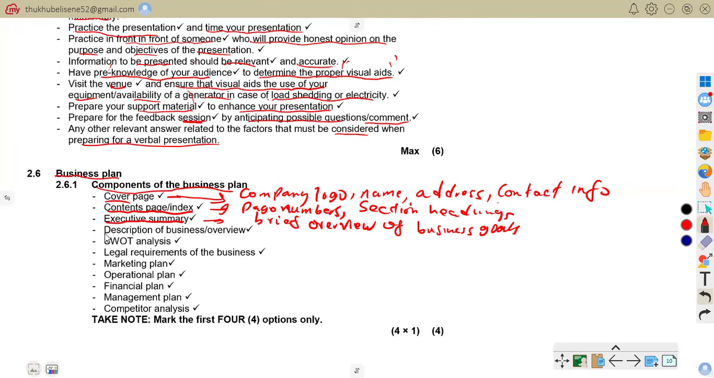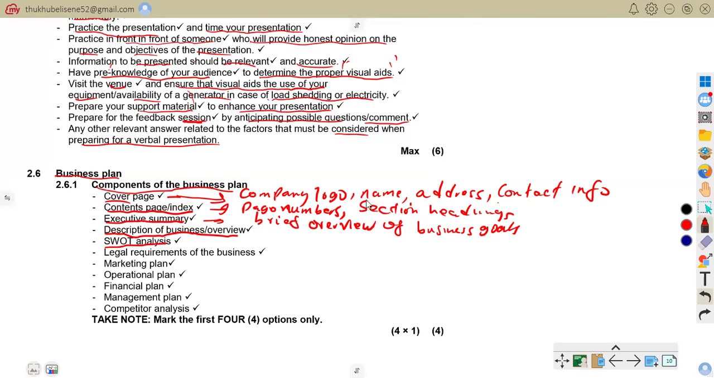Now let us move on to description of business overview. When reading about description of business overview, we're talking about business structure, the history, the mission statements of the business. Also moving on, SWOT analysis: strengths, weaknesses, opportunities, and threats.